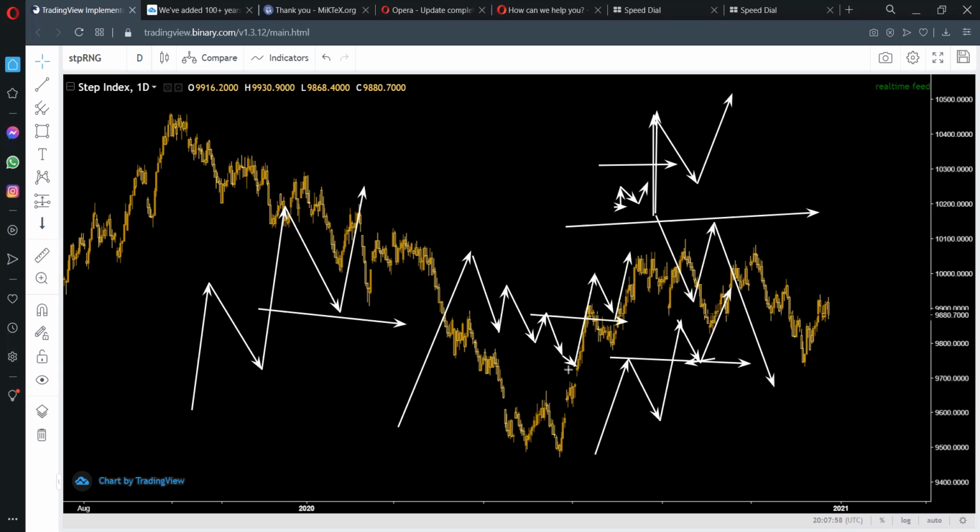So we don't buy here, but we buy here. We don't buy here, but we buy here. Because if you buy here, you are just risking your capital.